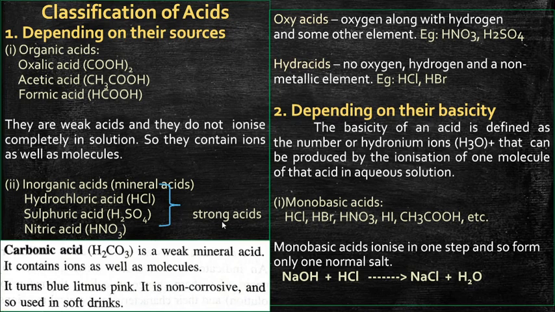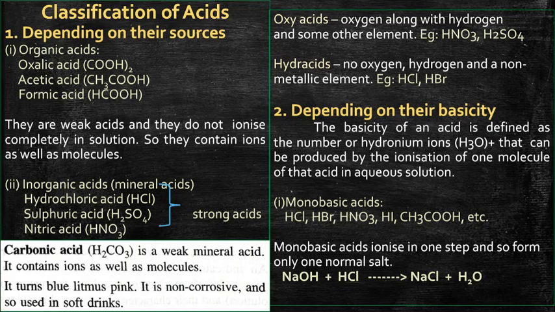And out of these mineral acids, inorganic acids, carbonic acid, that is H2CO3, is a weak mineral acid. Why? When other acids are strong acids, carbonic acid is a weak mineral acid because it contains ions as well as molecules. To identify carbonic acid, we can use litmus paper. It turns blue litmus to pink, and it is non-corrosive and also used in soft drinks. In carbonated drinks, what we are drinking is nothing but carbonic acid.